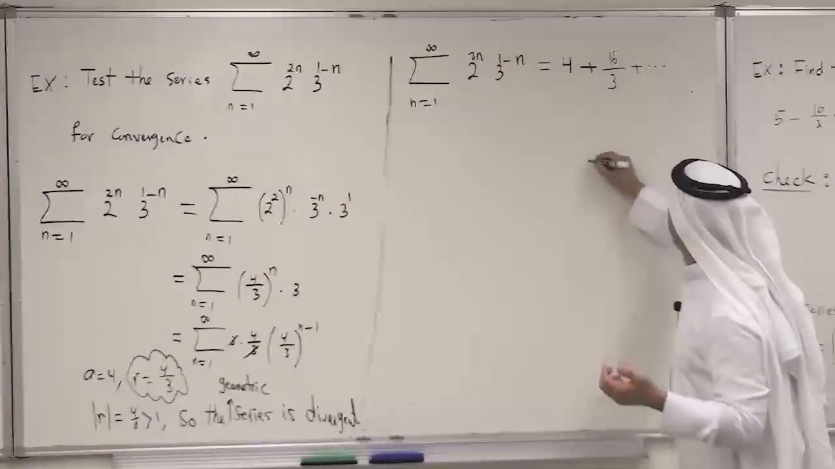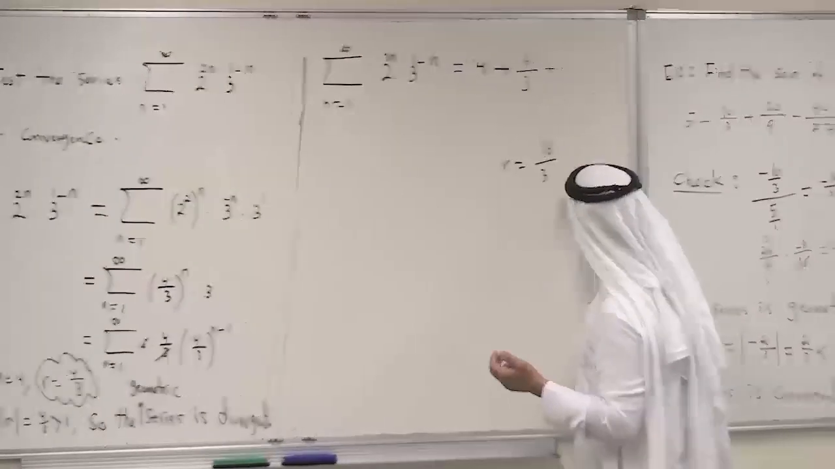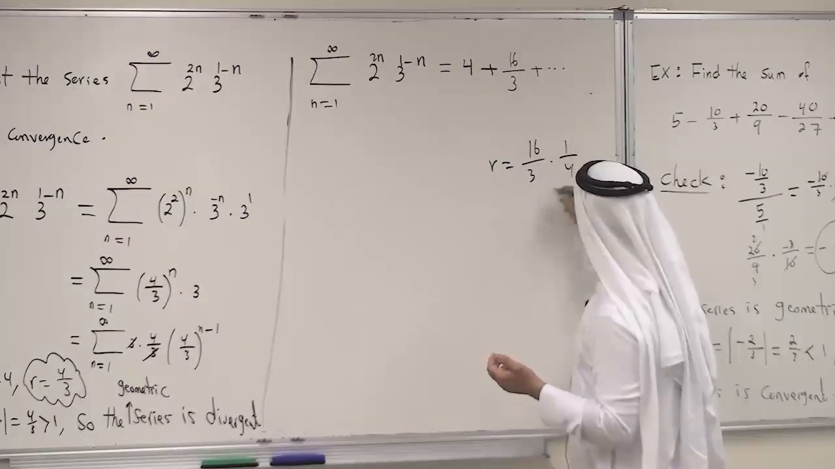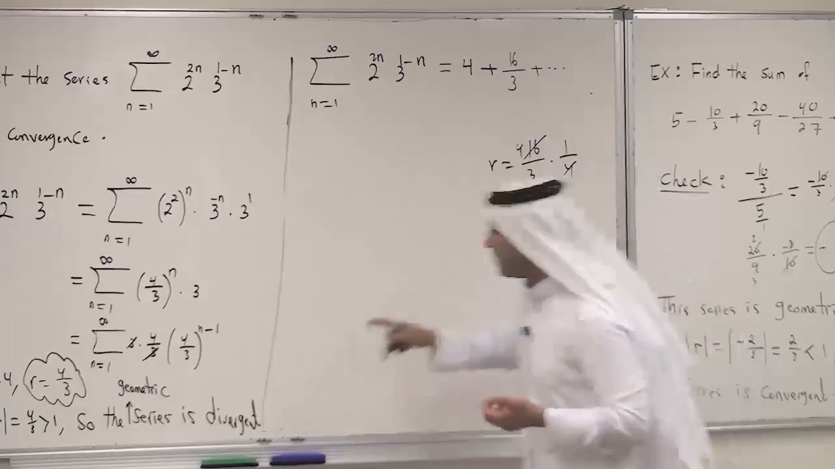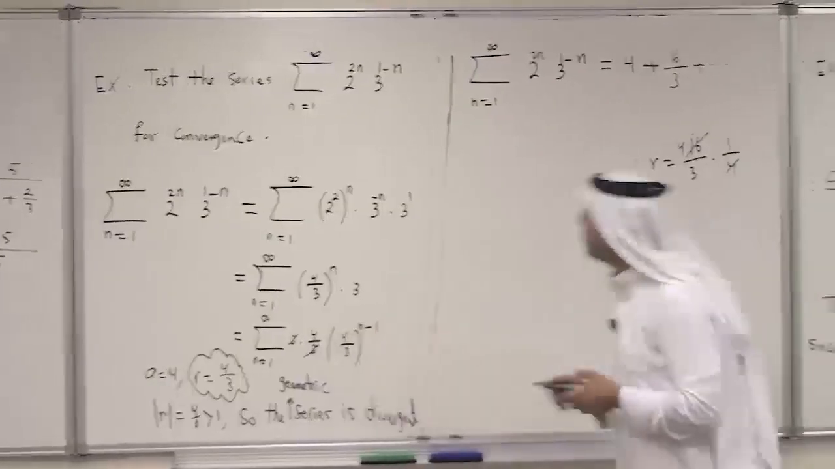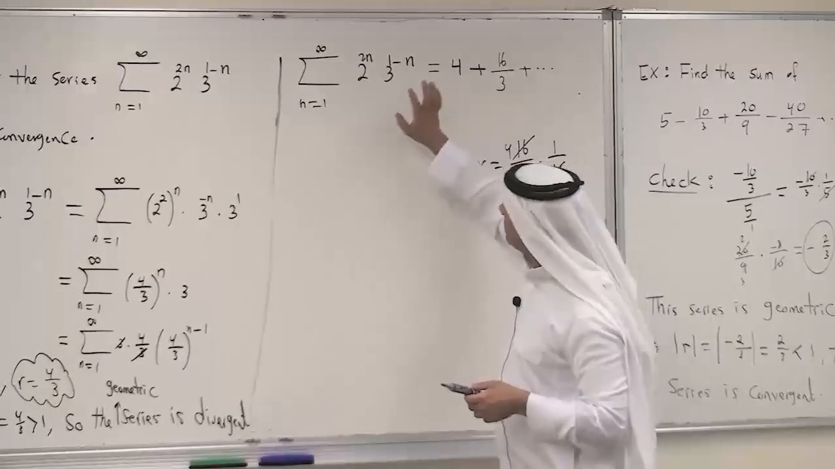How to get the value of R? R is equal to 16 over 3 divided by 4. So, it is multiplied by 1 over 4. If you simplify here, that will give you 4 over 3, which is the ratio we have here, 4 over 3. So, we can conclude that this is a geometric series and it is divergent.